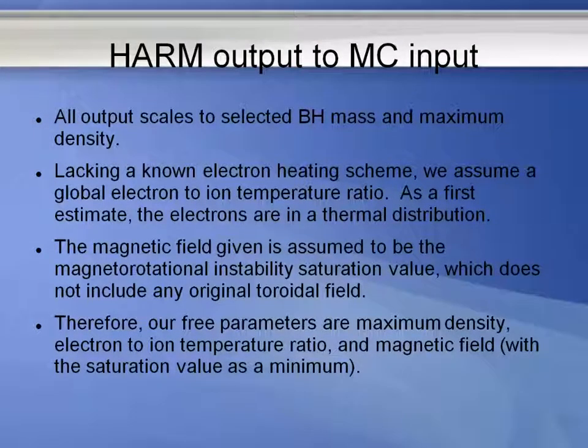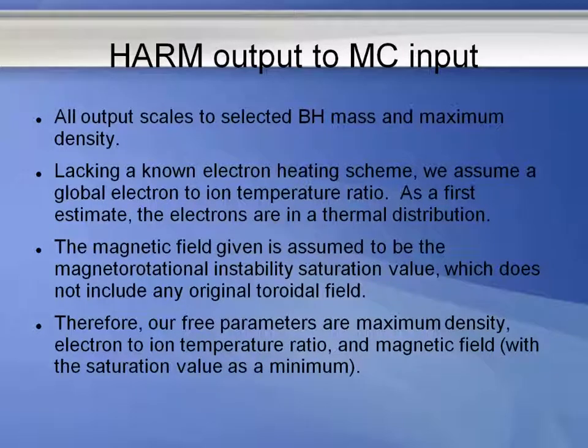Now, just a few comments about how we take the HARM output and make it into Monte Carlo code input. All of the output scales to black hole mass and maximum density. That's why for the plots earlier, I have the radii listed in units of black hole mass and so forth. It doesn't make a whole lot of sense until you sit down and look at all the units, but this allows us to then take the same code and use it for Sagittarius A*, which is 3 or 4 million solar masses, and M87, which is about 6 billion solar masses. And it directly scales just based on what we put in for the black hole mass. And then everything else falls out once you give it a maximum density as well.